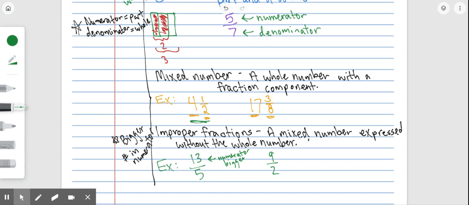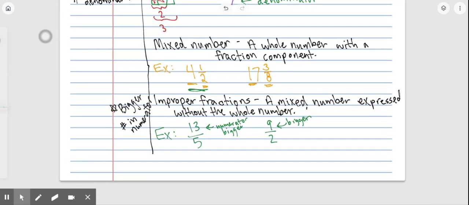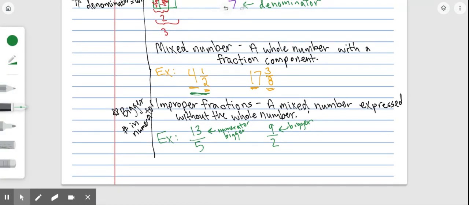This is an improper fraction because, again, the numerator is bigger than the denominator. And it represents a mixed number. 4 and 1 half and 9 halves are exactly the same number. They're the same thing, just one is written as an improper fraction and one is written as a mixed number.